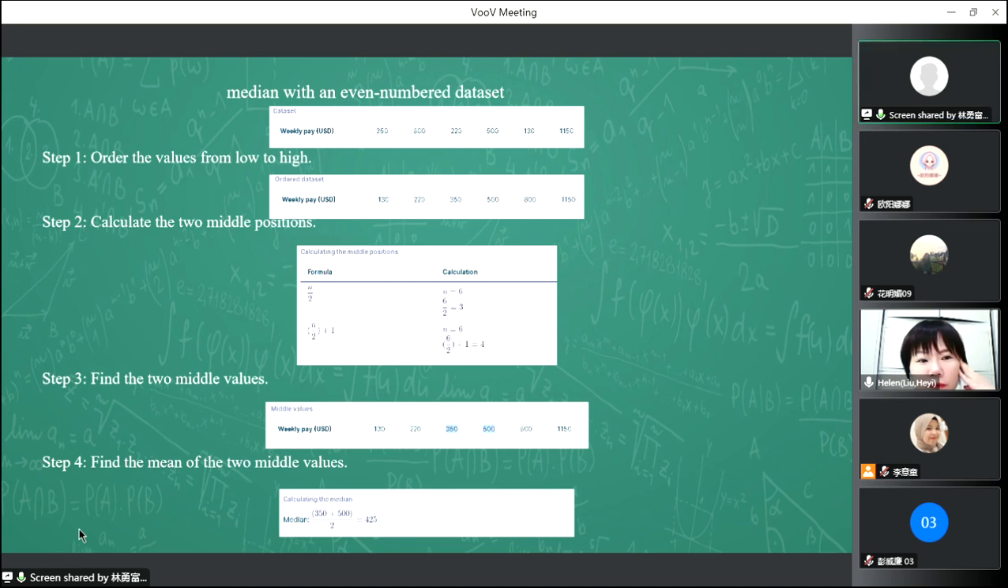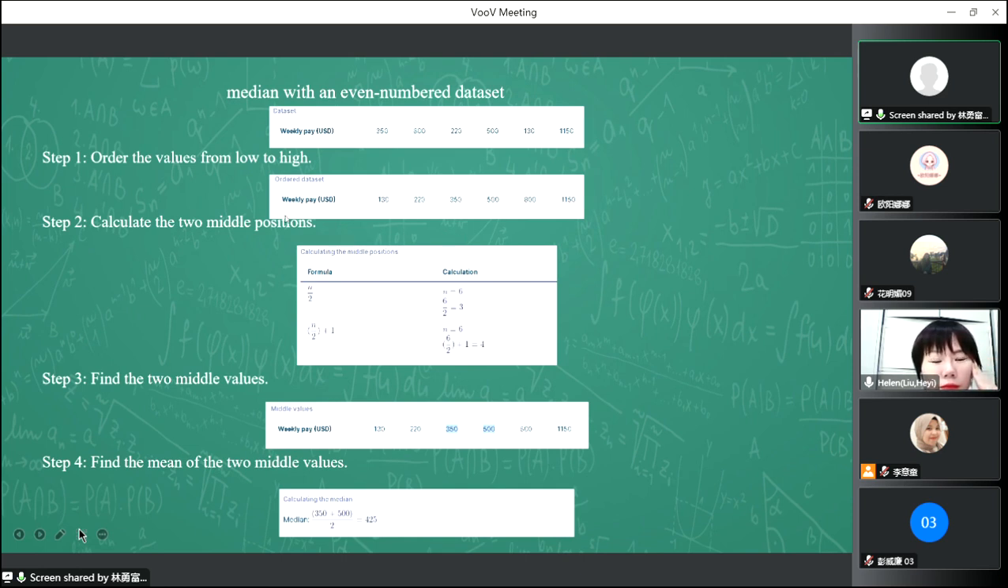In an even number dataset, there is not a single value in the middle of the dataset, so we have to follow a slightly different procedure. So we have 1, 2, 3, 4, 5, 6. There is no single value in the middle of the dataset, right? And then step 1, order the values from low to high, the same way as before. So from 130 to 1150.